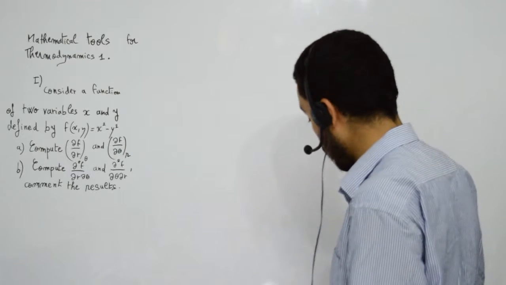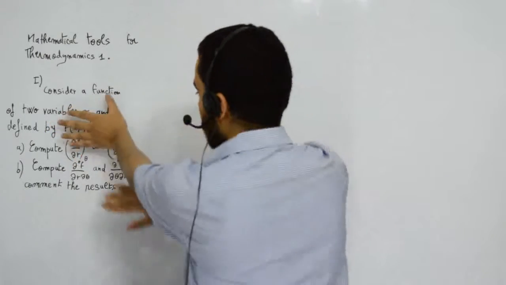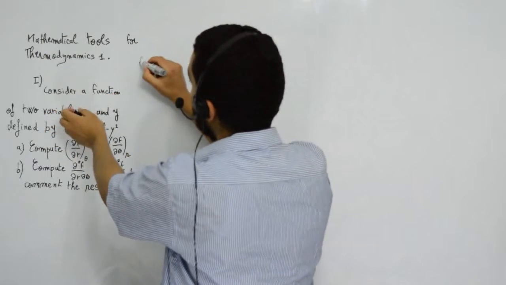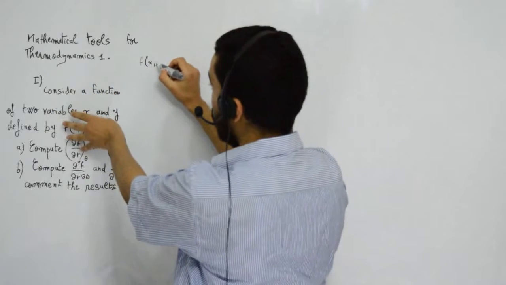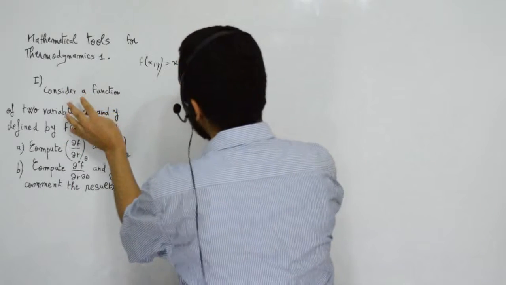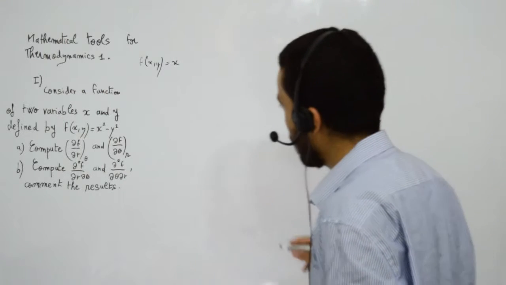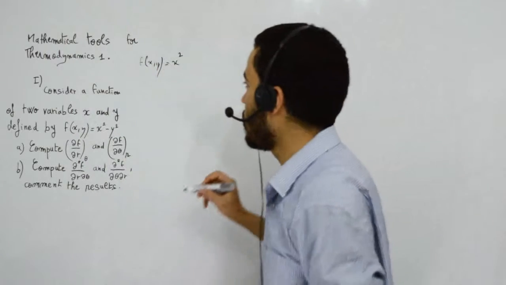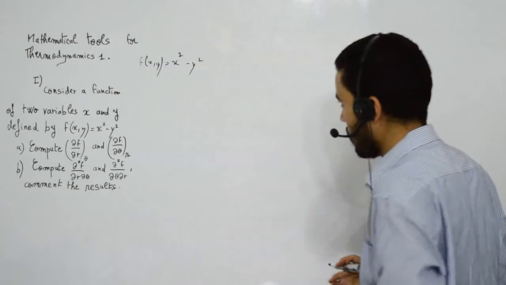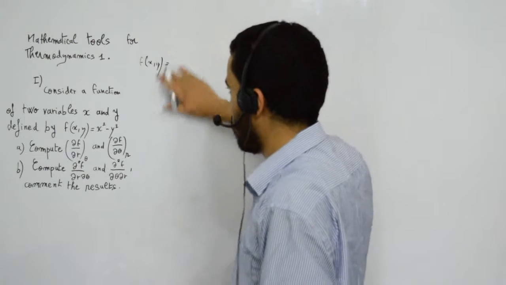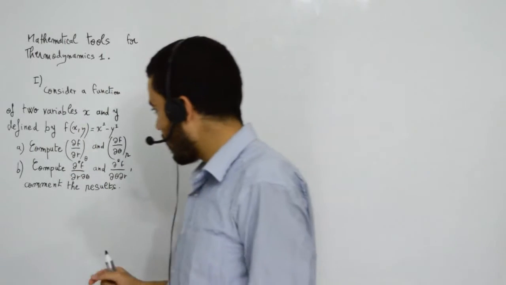Consider a function of two variables. We have just two variables, defined by f. It is defined by f of x and y equal x squared minus y squared, because this function is defined by f of x and y. Okay, I hope that's very clear.